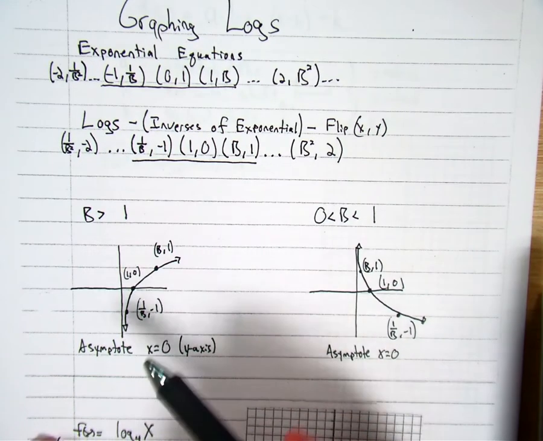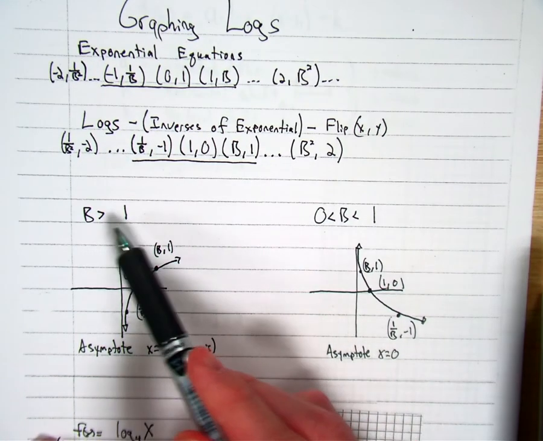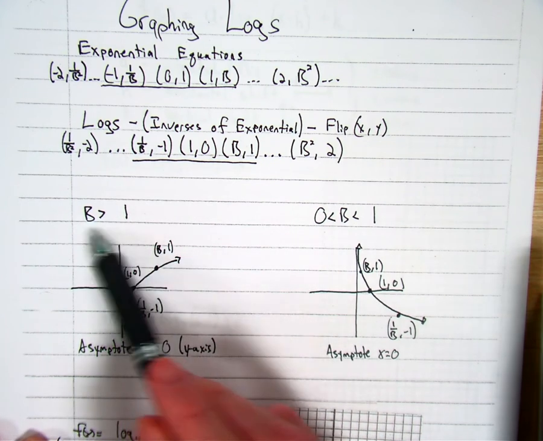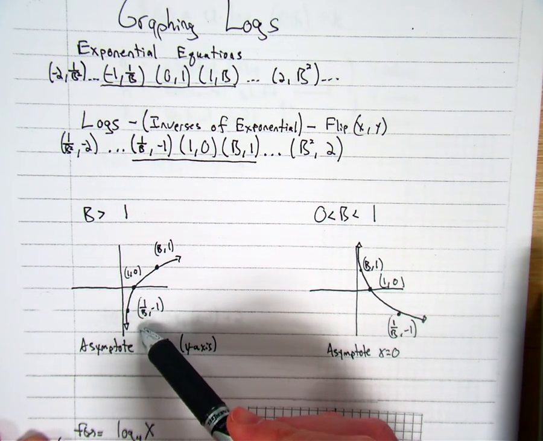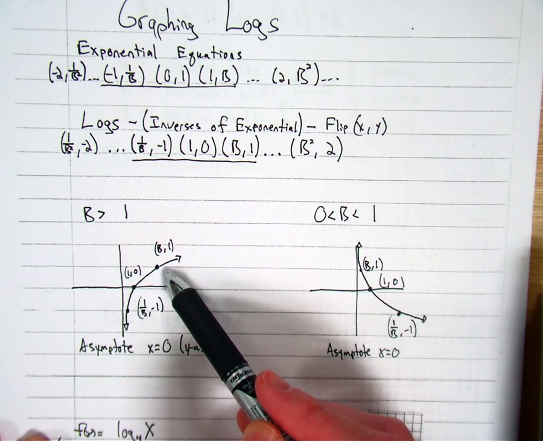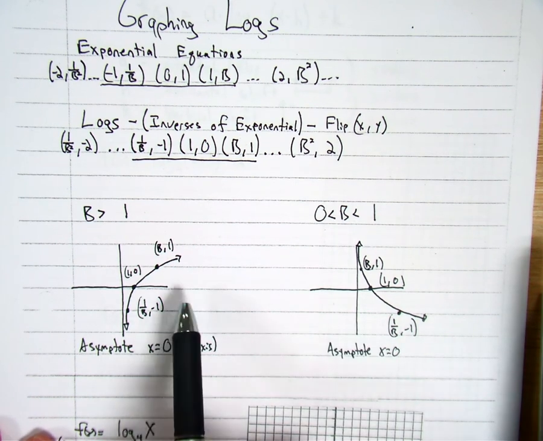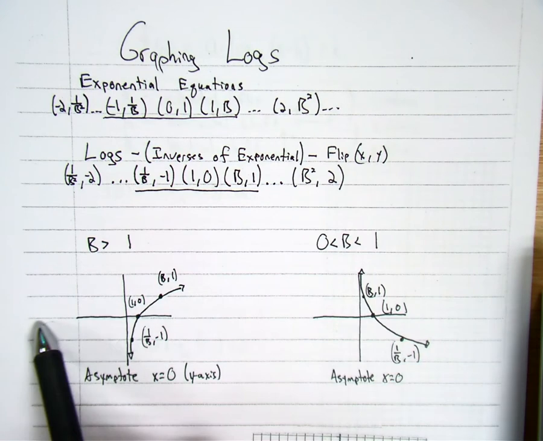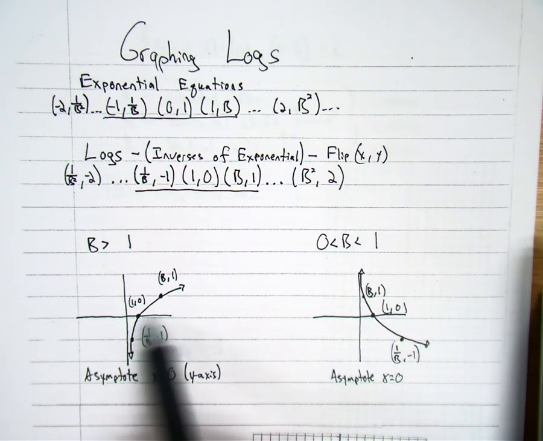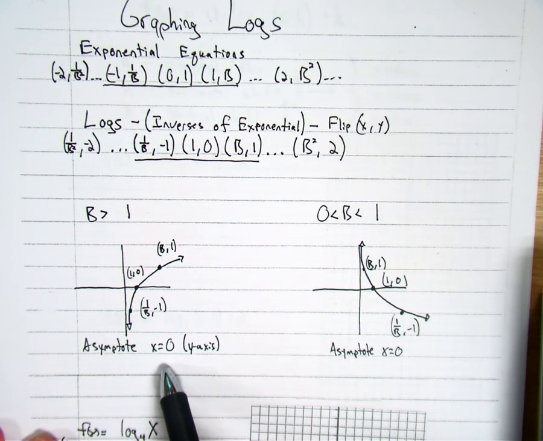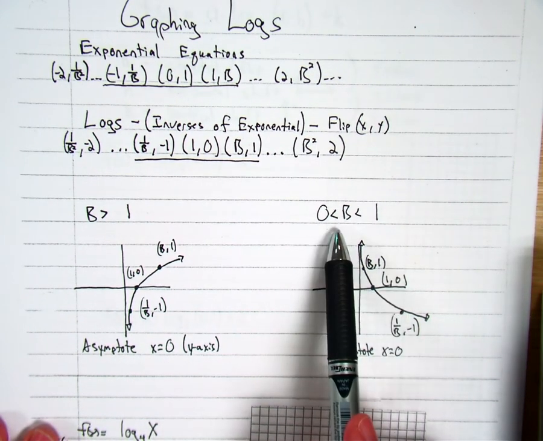Okay, if your base b is bigger than 1, this is what it should look like. Okay, let's just pretend it was 2. You'll have 1 over 2, comma negative 1, 1 comma 0, and 2 comma 1. Note this time we have a vertical asymptote. Last time with exponentials we had a horizontal asymptote on the x-axis. Now we have a vertical asymptote on the y-axis.